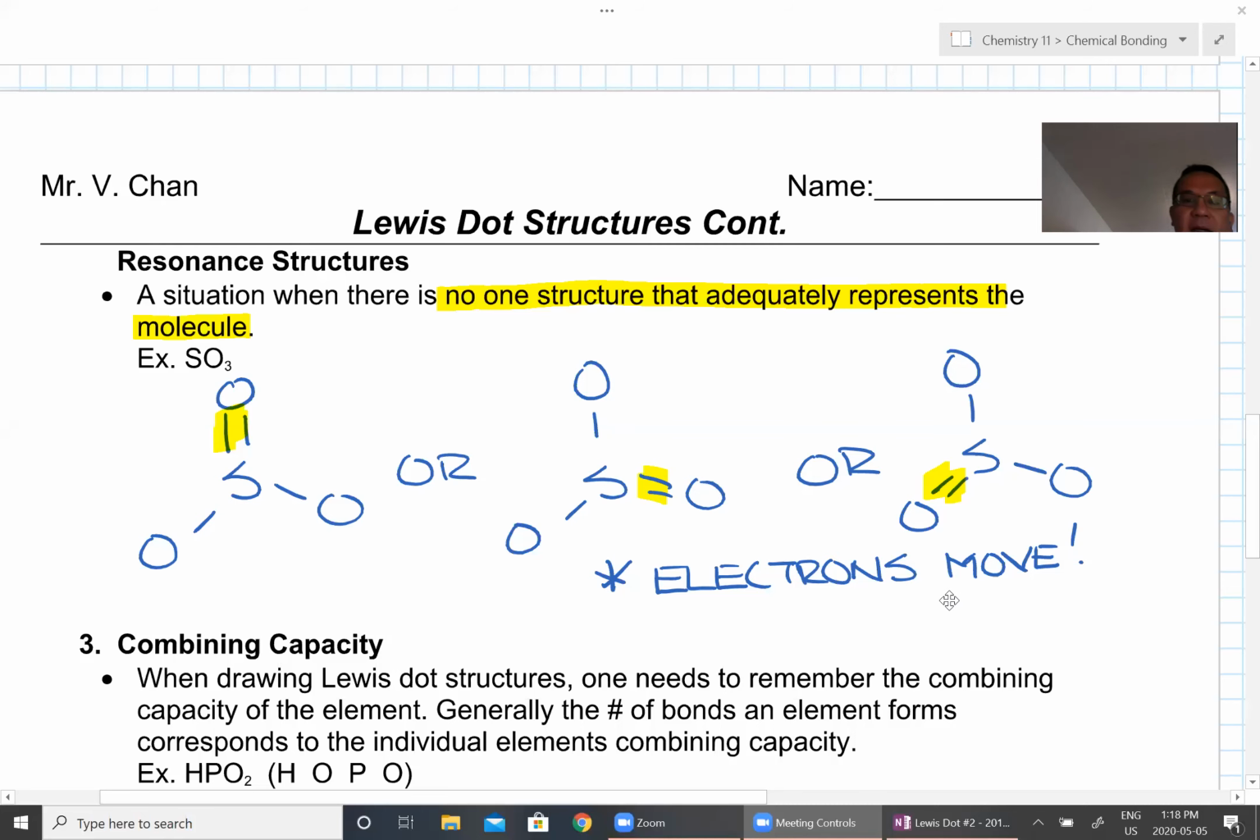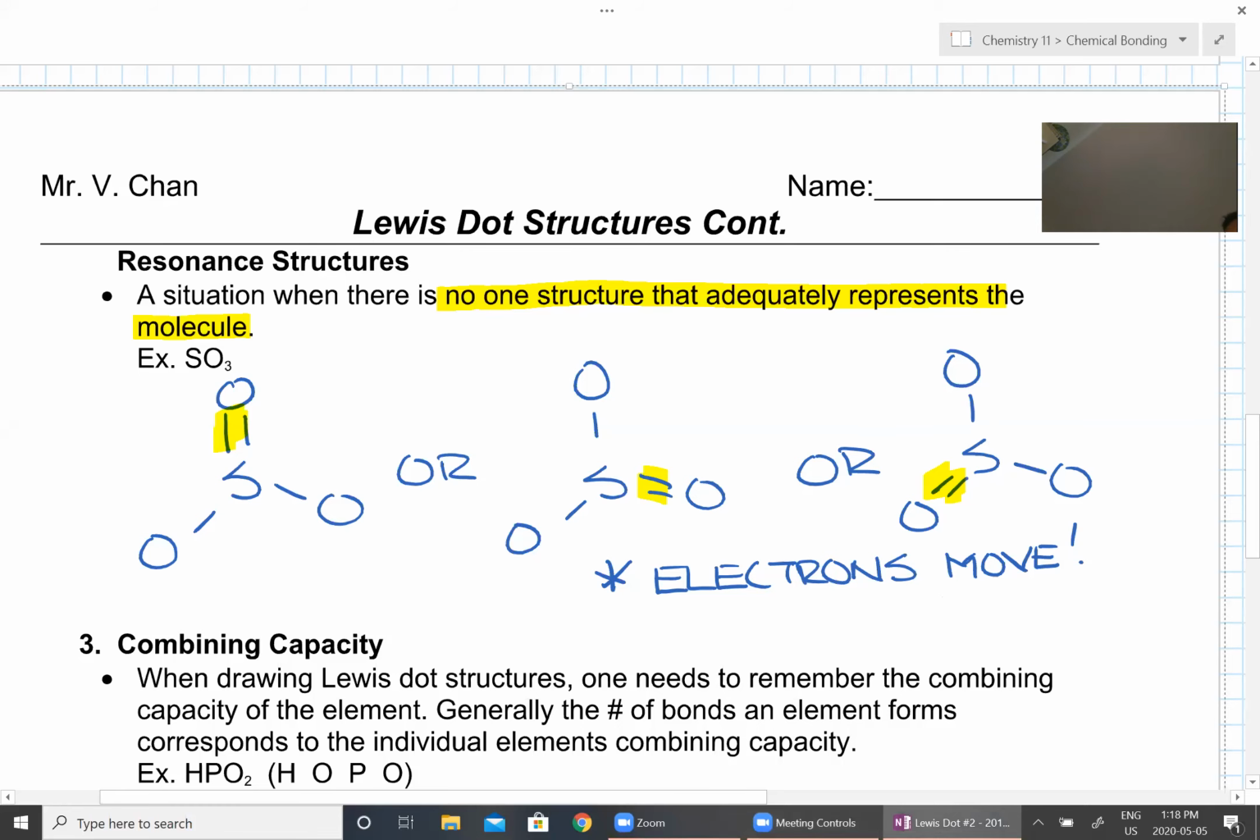So if you were to answer this question and draw any of the three Lewis dot structures, let me just get back to Zoom here. Okay, if we share the screen back, sorry. Okay, if you were to draw any of these three here, they would be perfectly correct.